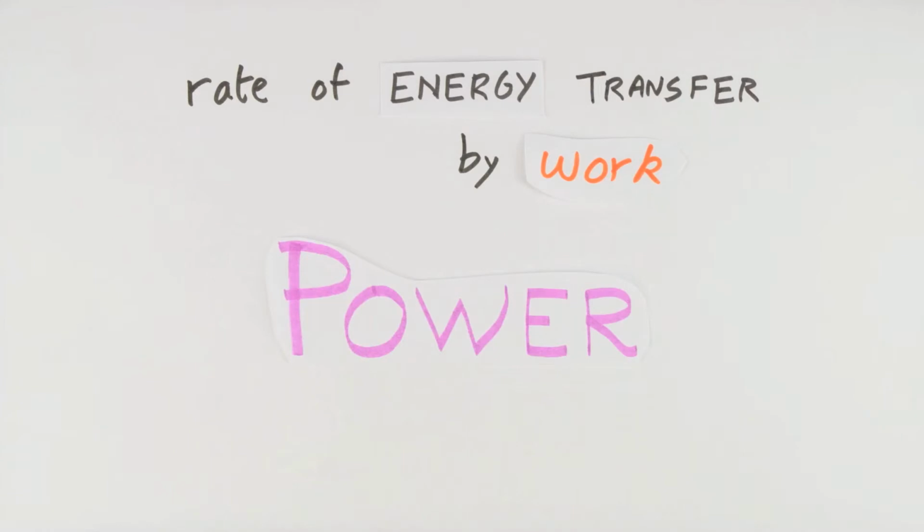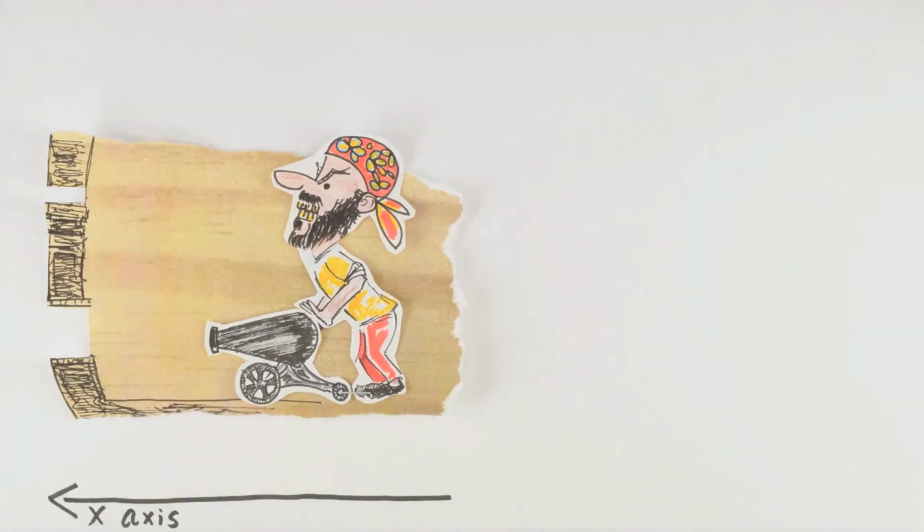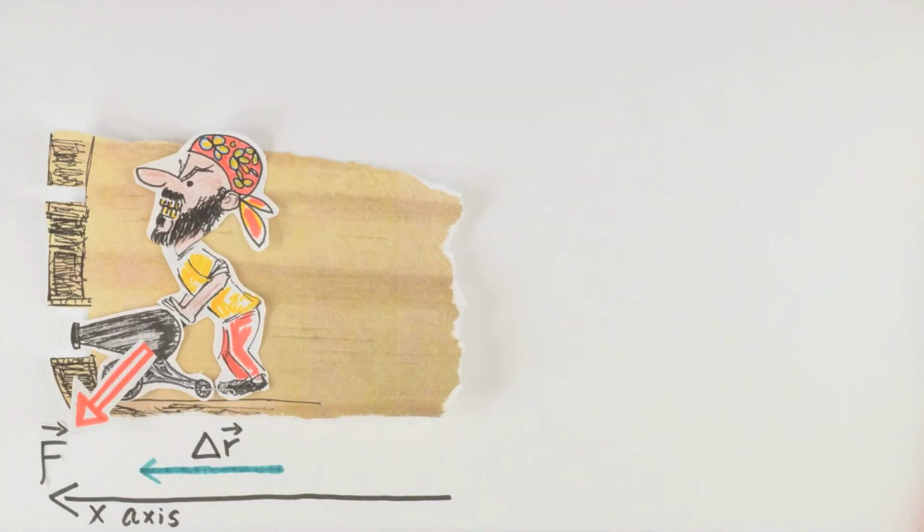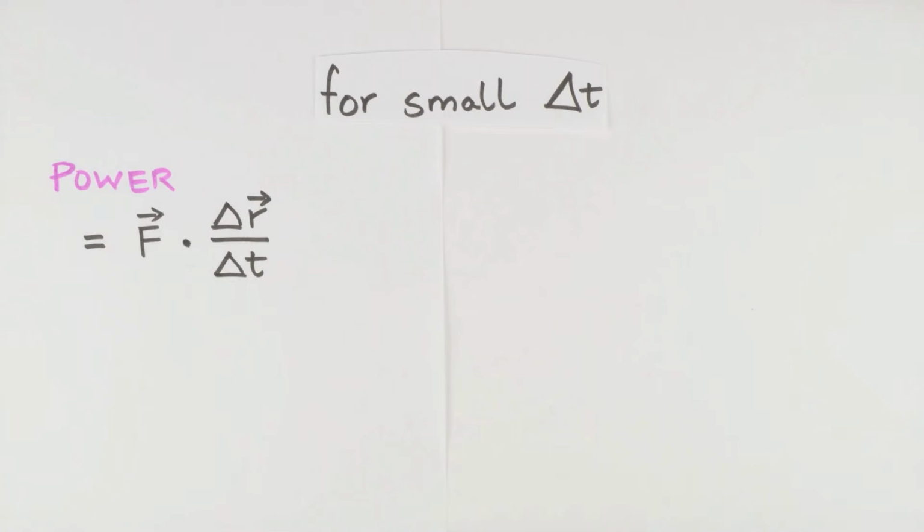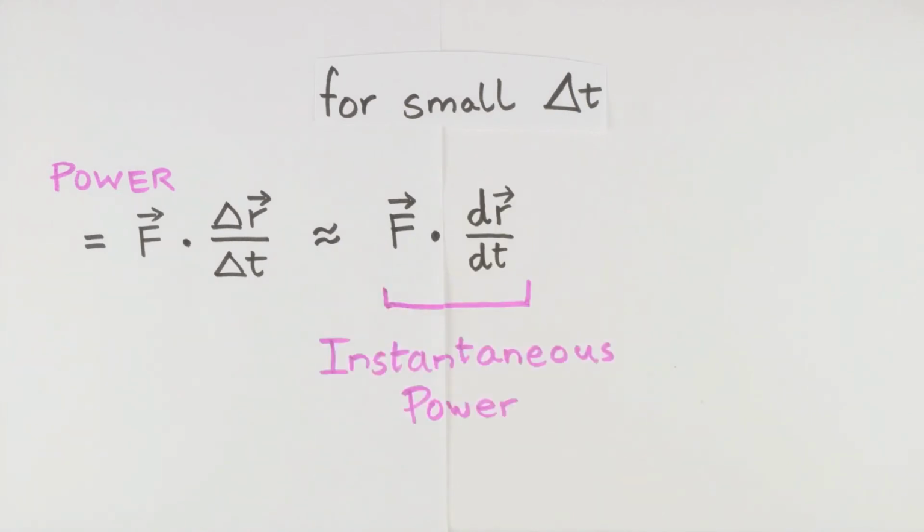So, if we consider another example and add to that the information that the work done by F during the displacement delta r occurred during a time interval of delta t, then the corresponding power is the scalar product of F dot delta r divided by delta t. For small delta t, this is a good approximation to what's called the instantaneous power, F dot dr/dt, which is just the scalar product of the force with the object's velocity.